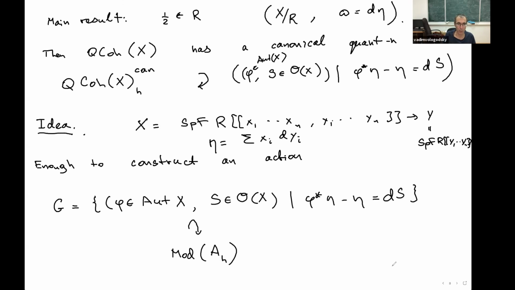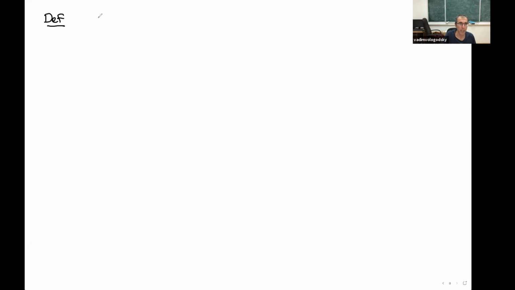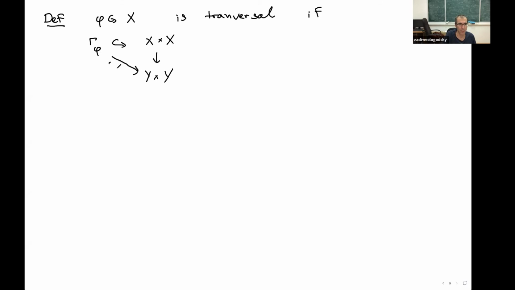And so what you do, I will explain it. The main idea is to look at certain elements in this group, which are called transversal. So let's say that phi, an endomorphism of X, is transversal if the following condition is satisfied. We can consider the graph of phi. It's a closed subvariety of X times X, and it maps to Y times Y. And the condition is that this composition is an isomorphism. So this graph of phi is transversal to the fibers of this Lagrangian fibration.